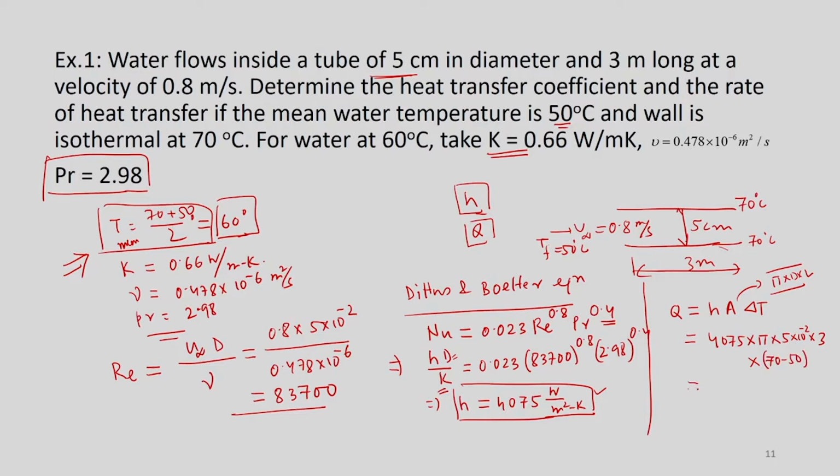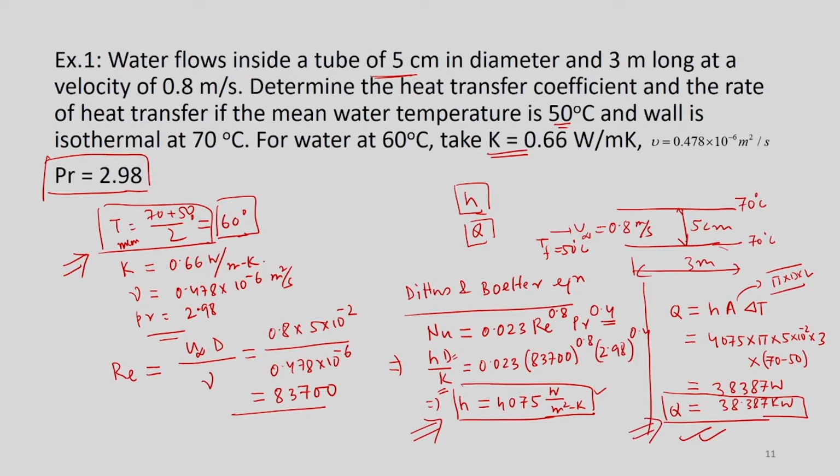So, if we calculate it, then Q is found to be 38387 watt, okay. We can represent it in kilowatt as well. So, this is 38.387 kilowatt, okay. So, Q will be 38.387 kilowatt, okay.